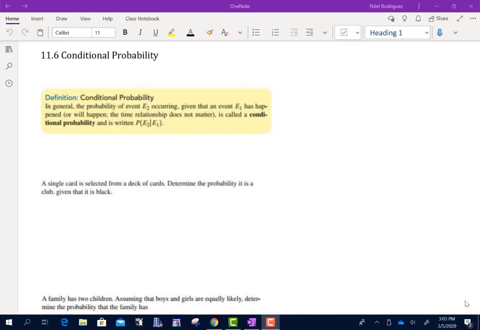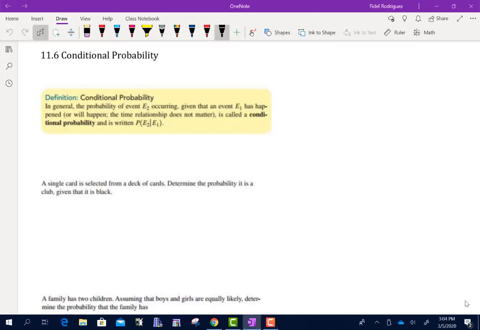All right, so section 11.6 deals with something called conditional probability. Okay, so let's take a look here. It says conditional probability. In general, the probability of an event E2 occurring given that an event E1 has happened or will happen is called conditional probability. And we say the probability of E2 given E1. This is sort of how we write it, okay?